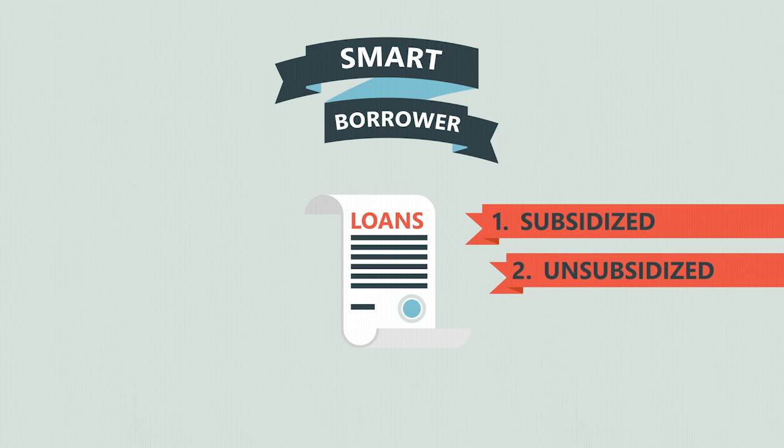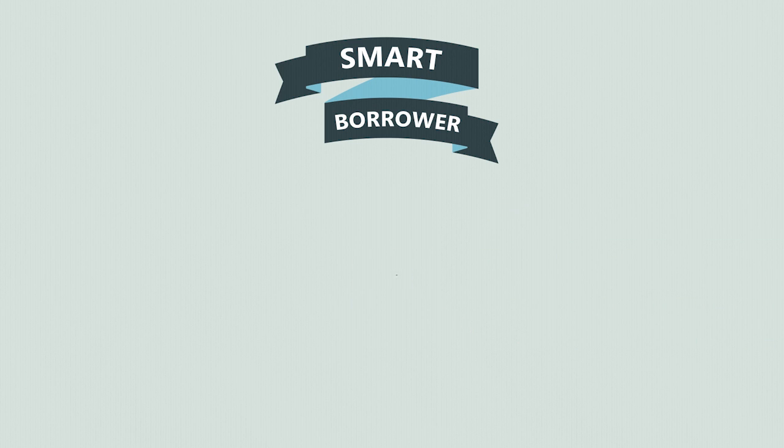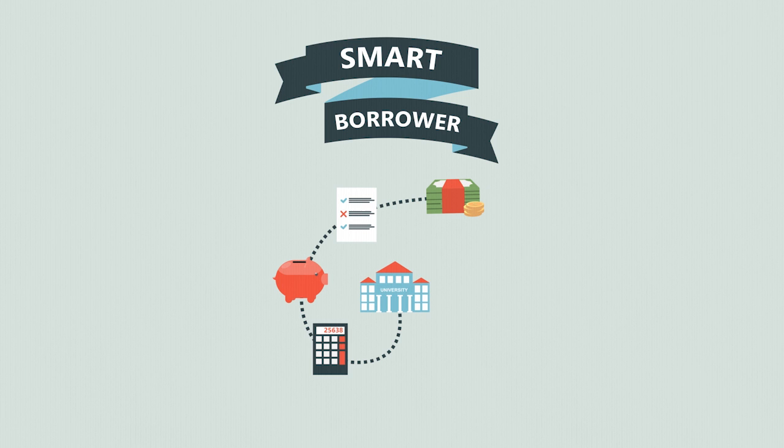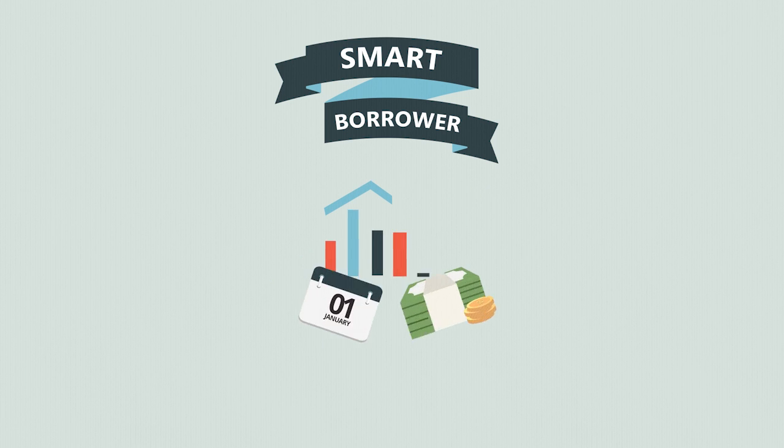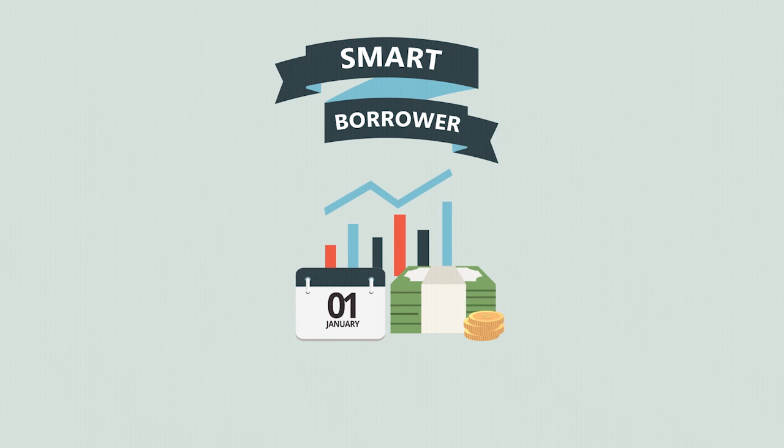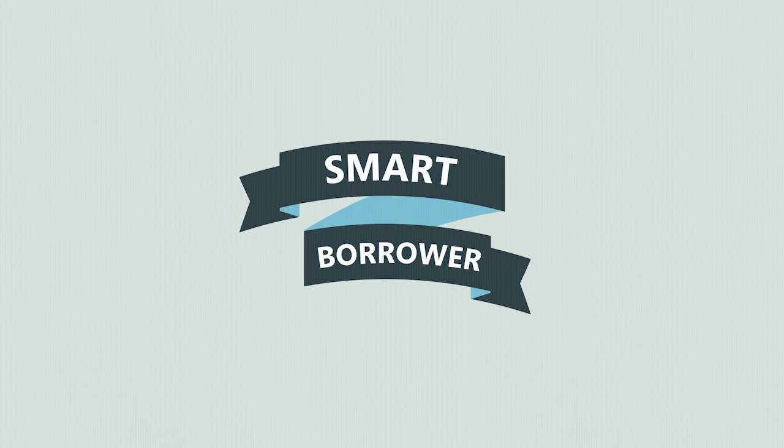Responsibly borrow federal unsubsidized loans as a next option. Look to private loans as a final option. Borrow with a plan to repay their loans. Create a loan repayment strategy before repayment begins. Now that you've watched this video series, we're confident that you'll be a smart borrower too.